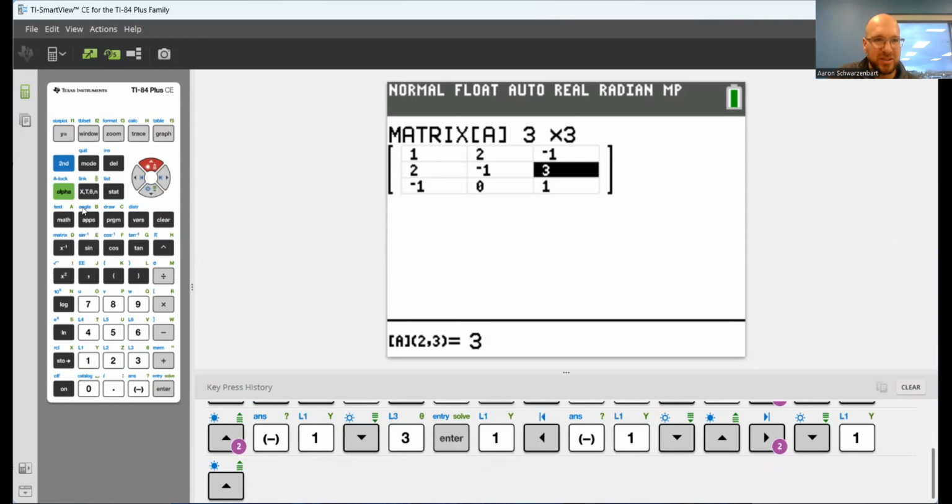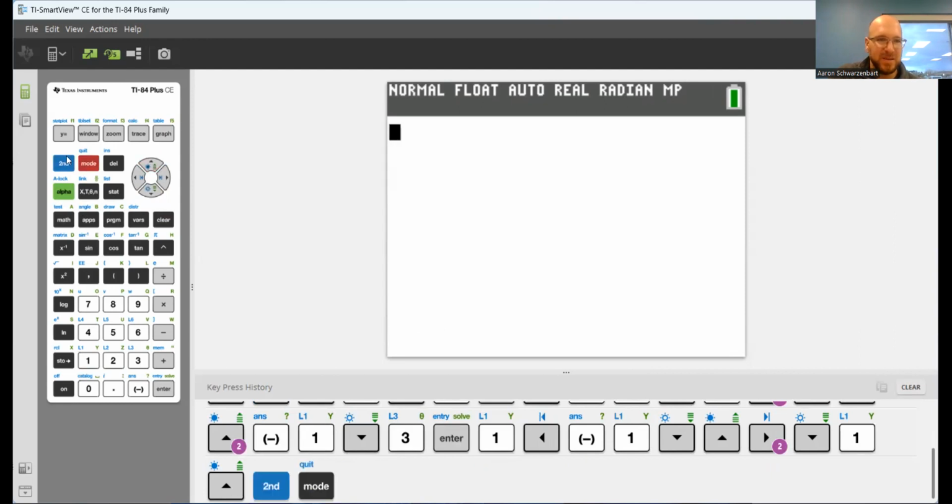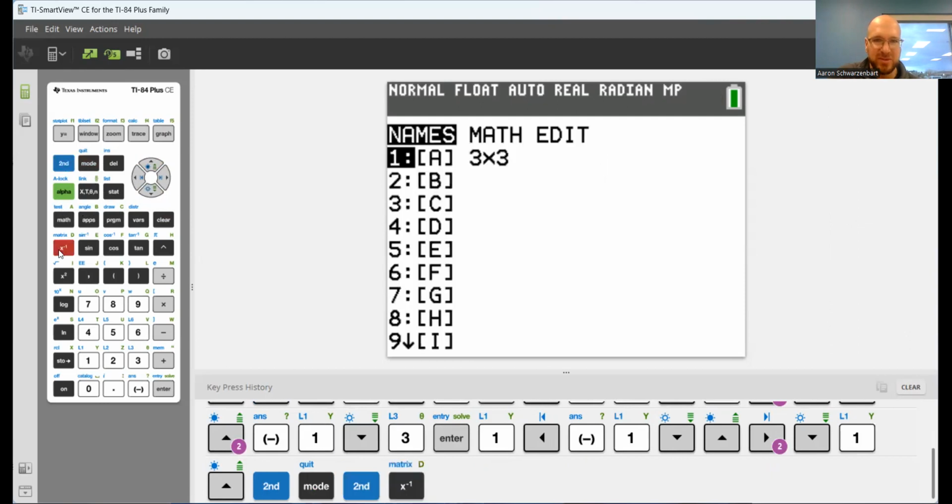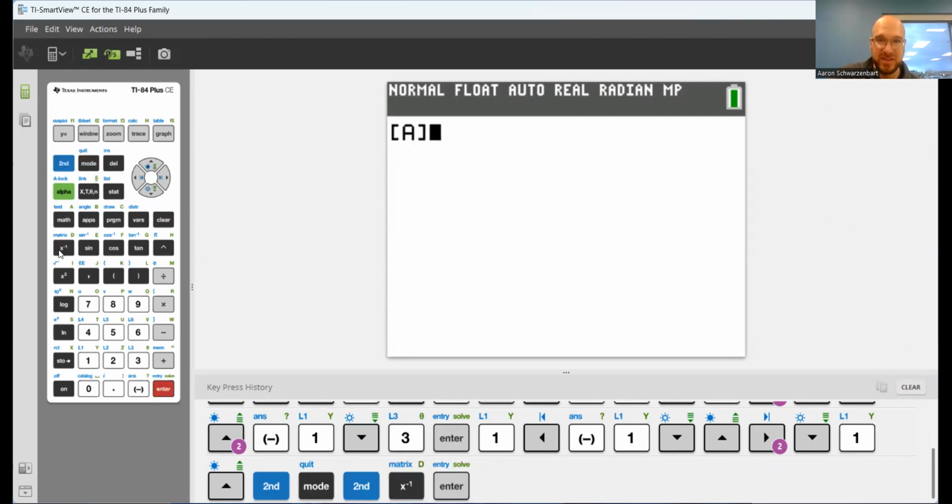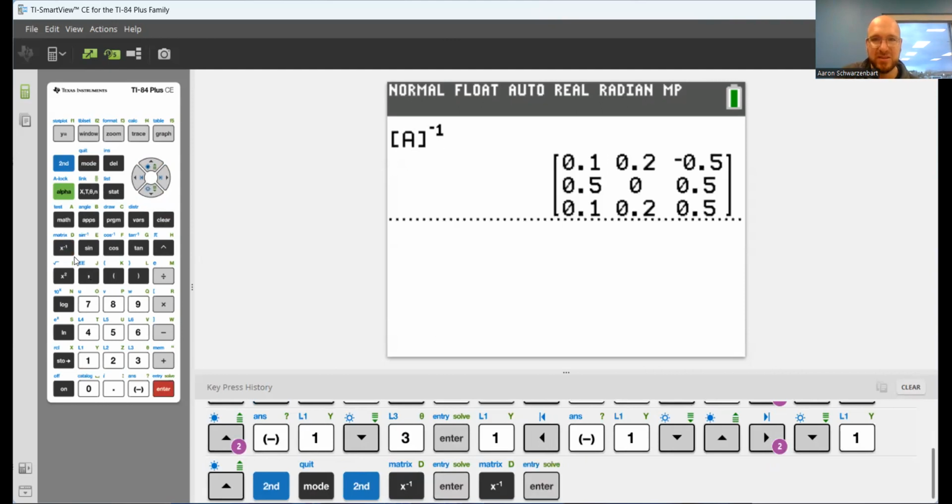Okay, so I've got my matrix A. I'm going to quit out of this. Now I'm going to go back to the matrix button, and under names, I'm just going to hit enter, and that gives me matrix A there. The x-1 key means inverse. It will always do the inverse. And there's my inverse matrix. Okay. So that is finding an inverse on a calculator.